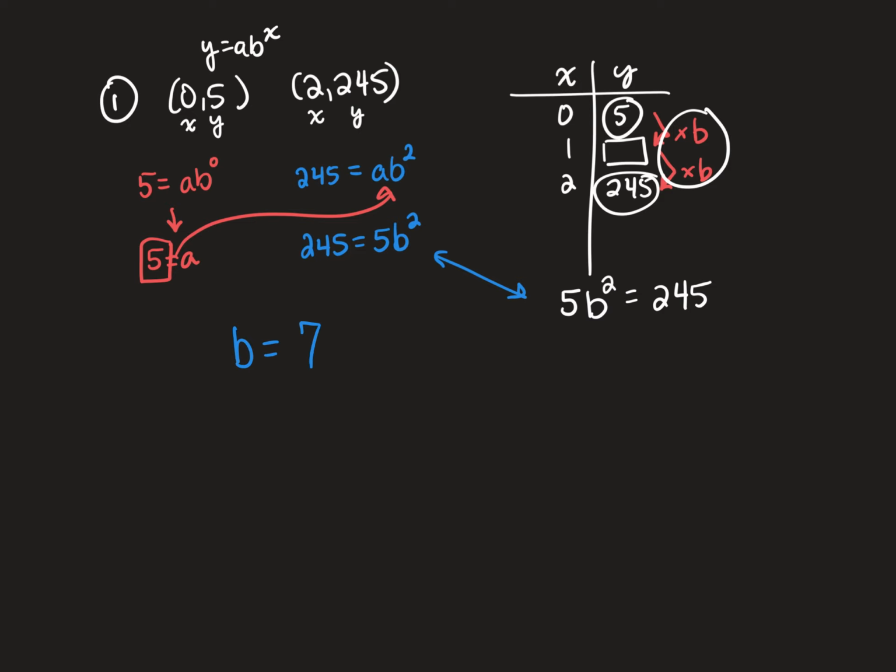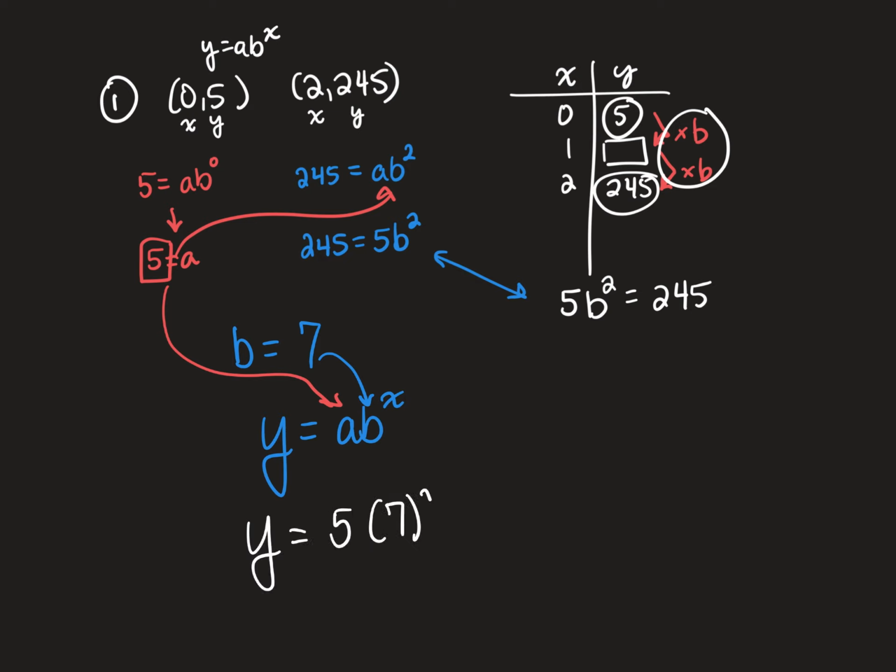And then remember, my ultimate goal is to write the equation y equals a times b to the x. I know that a is 5, and I know that b is 7. So my equation is just y equals 5 times 7 to the x power.